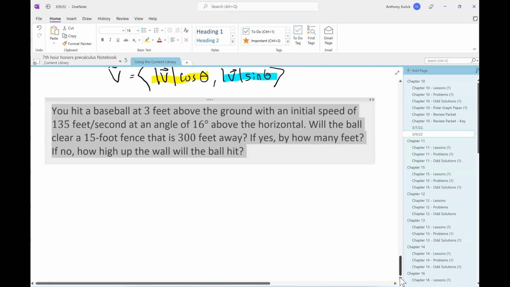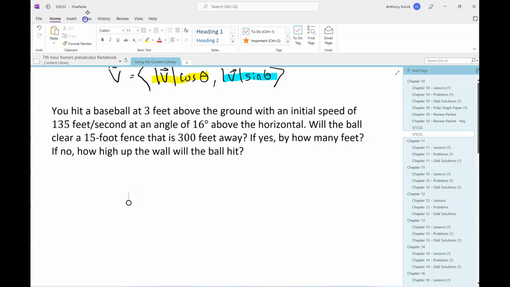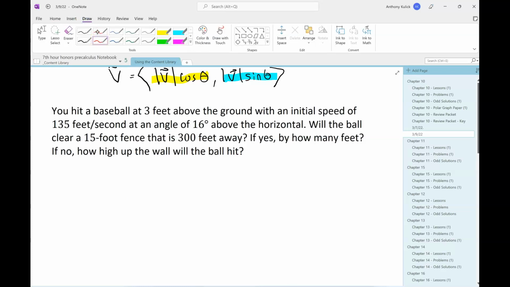All right, you hit a baseball 3 feet above the ground with an initial speed of 135 feet per second at an angle of 16 degrees above the horizontal. Will the ball clear a 15-foot fence that is 300 feet away? If yes, by how many feet? If no, how high up the wall will the ball hit? First question, position or velocity? Position. We're asking where the ball is going to hit, right?